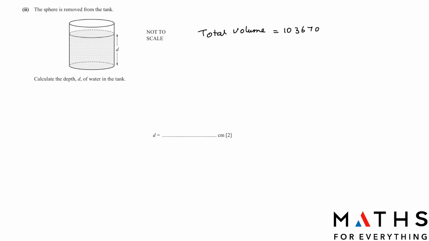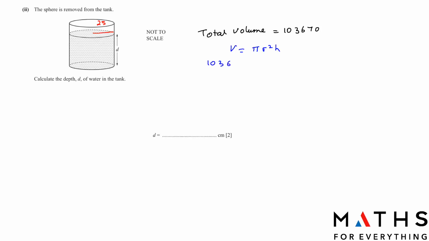The sphere is removed from the tank. Calculate the depth d of water in the tank. The depth is the same as the height. Total volume of water we found was 103,670. We have the r, the radius doesn't change. That is 25. That has been given to us in the previous question. We are going to use the same formula. Volume for the cylinder, volume is equal to pi r square h.